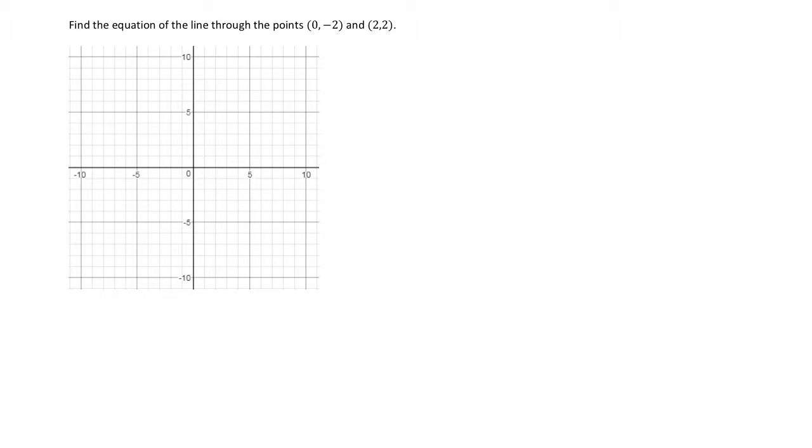For this example, I want to come up with the equation of a line y is equal to mx plus b, specifically for the line that goes through the points (0, -2) and (2, 2). So (0, -2) is located here. (2, 2) is here. If I draw a line between these 2 points, there must be some equation y equals mx plus b that represents this entire thing. So the question is, well, what is it?